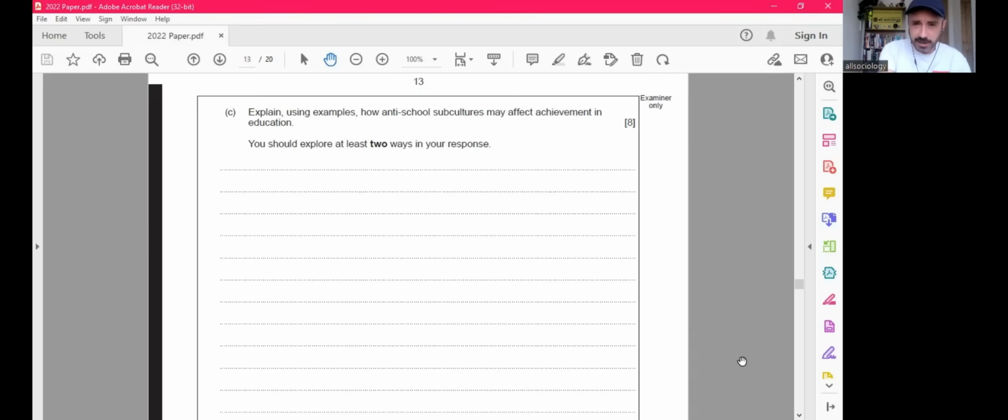So your behavior in an anti-school subculture may well lead you to be put into a set or a stream, presumably a lower one because it's anti-school. Who's your theorist you tie into this? It's Stephen Ball. Okay, so 2 paragraphs for that.